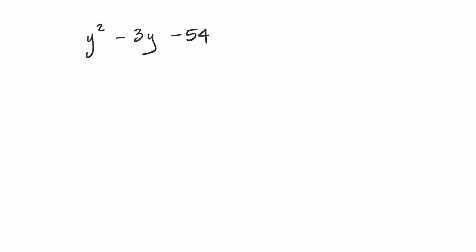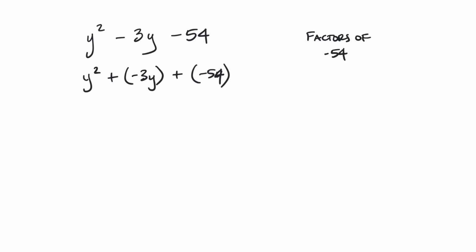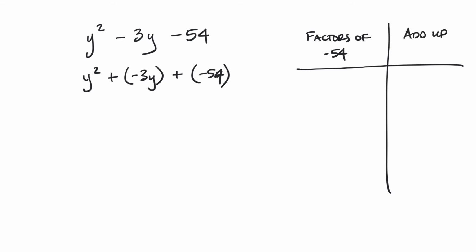All right, here's another example. We got y squared minus 3y minus 54. If you want to, you can go through and rewrite it as an addition statement. It might help to identify what your signs are on your terms. So I am going to be creating a table of factors of -54 that add up to -3. So we'll do that here. Factors of -54, and those factors have to add up to -3.